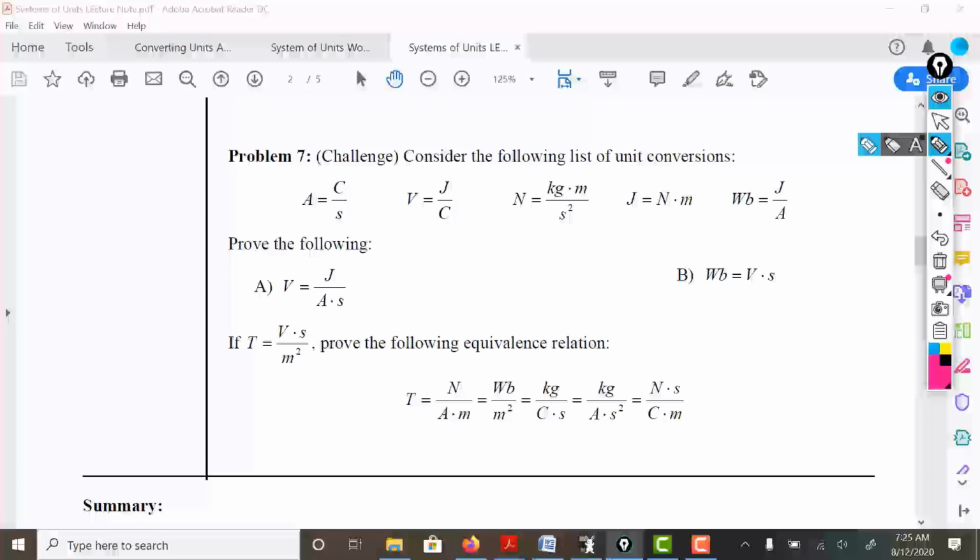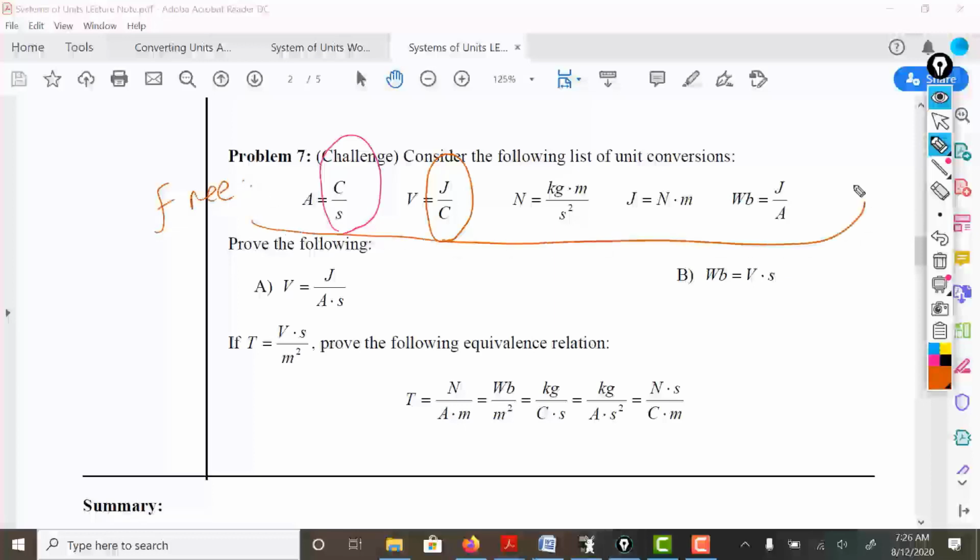But here's the game. If I see a big A, I can replace it with big C over little s. If I see a big V, I can replace it with a big J over C. Now these are all real units, by the way. An ampere is a coulomb per second. A volt is a joule per coulomb. A Newton is a kilogram meter per second squared. And by the way, you don't need to know what these units are. Just know that we're substituting. So these are all freebies. You don't have to prove these. You can use these. So you have 5 things to use.